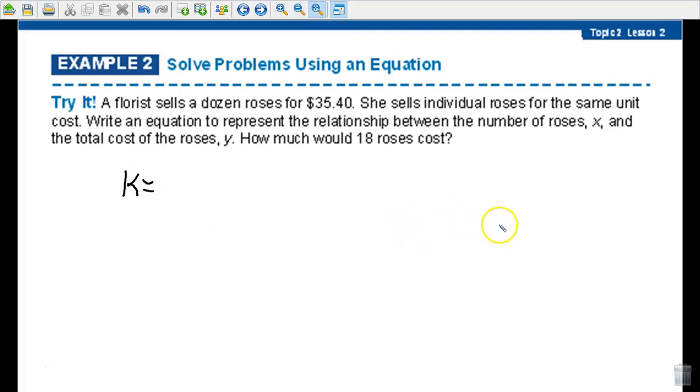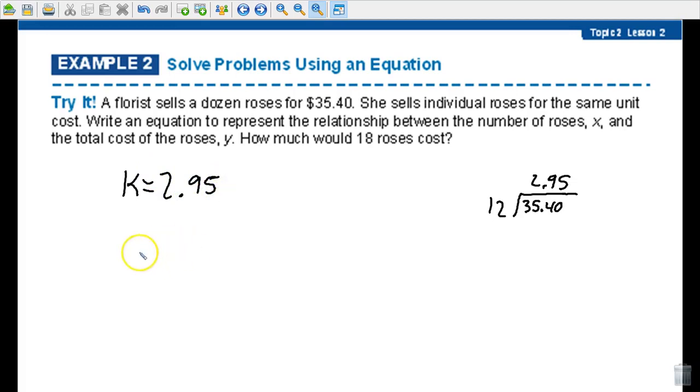To solve that, we do 35.40 divided by 12. Okay? I don't feel like doing all this, but I know the answer is 2.95. All right? So the k will be $2.95. That's how much each rose costs.